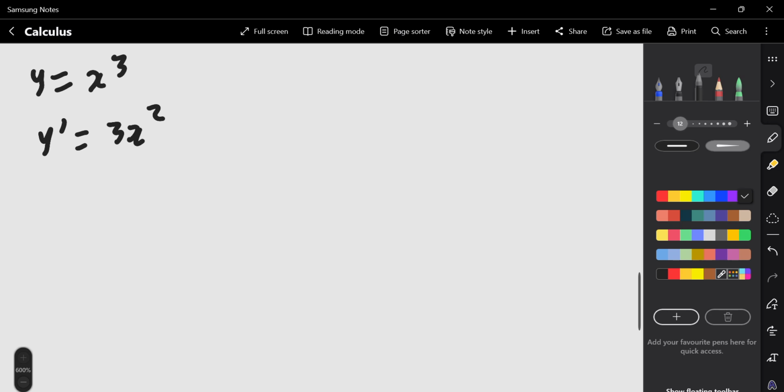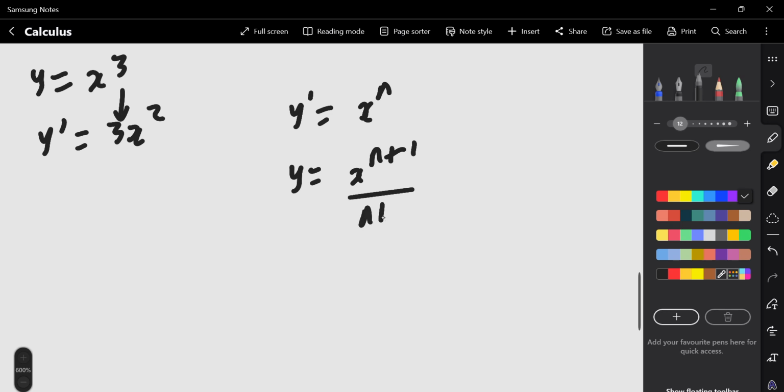Well, what have we done? We times through down to here, and we've taken one away. So what we could do is add one back on and divide through by whatever that original power was. So if we had y prime equals, let's say, x to the n, well, y is going to be x to the n plus 1 all over n plus 1. We're just reversing what the differentiation rule is for powers.